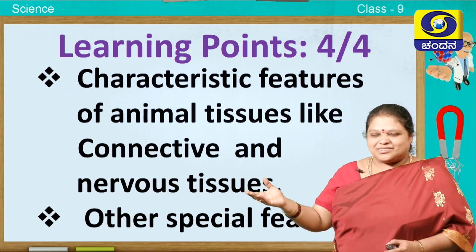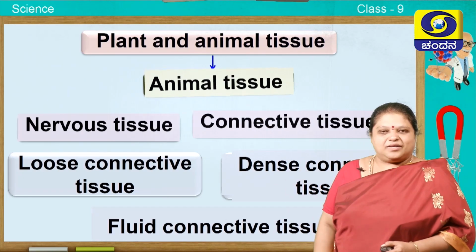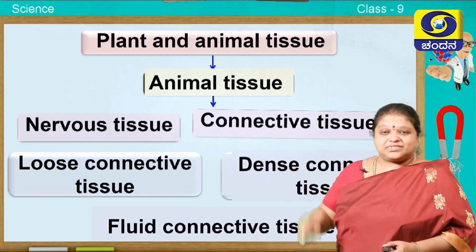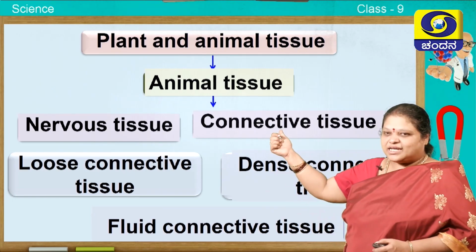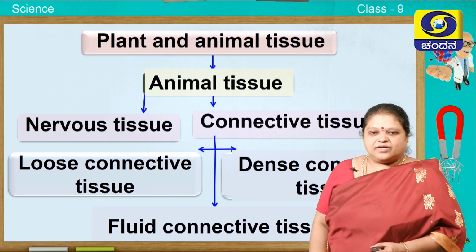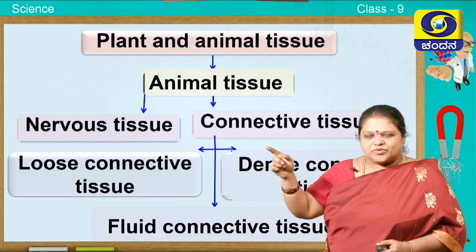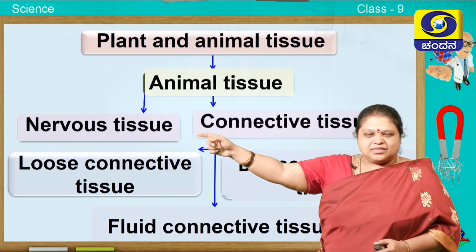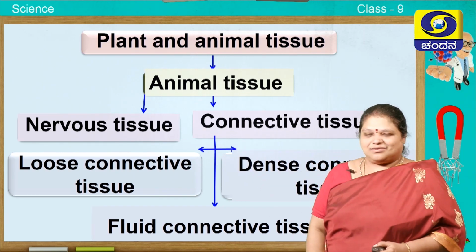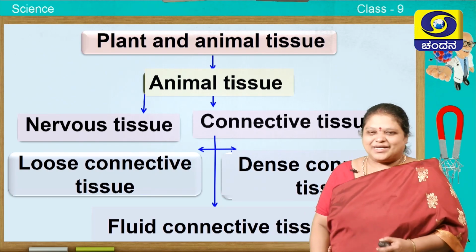So, welcome to this session of mine. Now, here in the animal tissue, let us see what all we will be studying today. So, first is the connective tissue. Next in that connective tissue, we will be studying about dense connective tissue, loose connective tissue, and finally the fluid connective tissue. And along with that, today we will be studying another tissue, that is the nervous tissue. So, let us jump into our topic and see what we have to study.